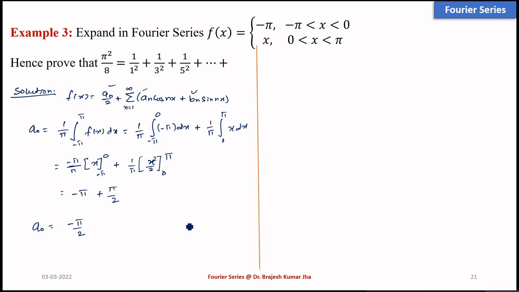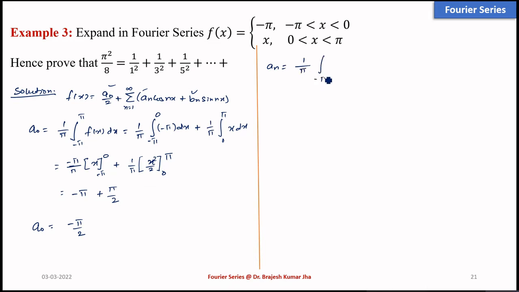So finding a0 is always quite easy compared to an and bn, because the multiplication with cos nx and sin nx is there. But don't worry, in the coming lectures it is going to be very easy. The calculation of an is going to be very easy in the coming lectures, not today. Today I have to calculate it, but when we apply some properties, it will be easy.